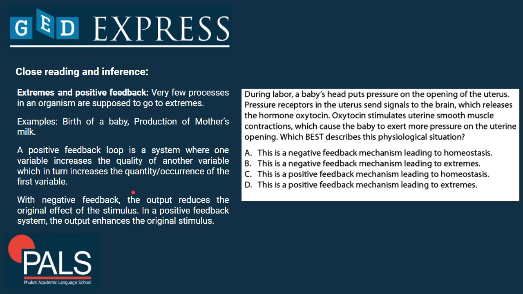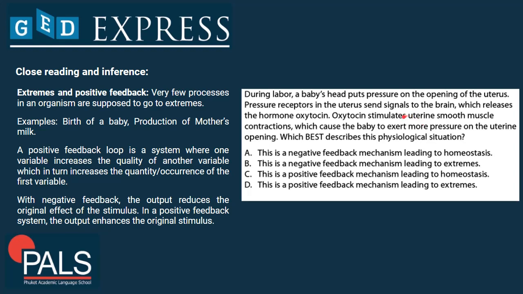So with negative feedback, the output reduces the original effect of the stimulus, and in a positive feedback system, the output enhances the original stimulus. So what do we have here? Let's go back to our paragraph. A baby's head puts pressure on the opening of the uterus. The pressure receptors cause the release of oxytocin, which stimulates the uterine muscles even more, causing more contractions.